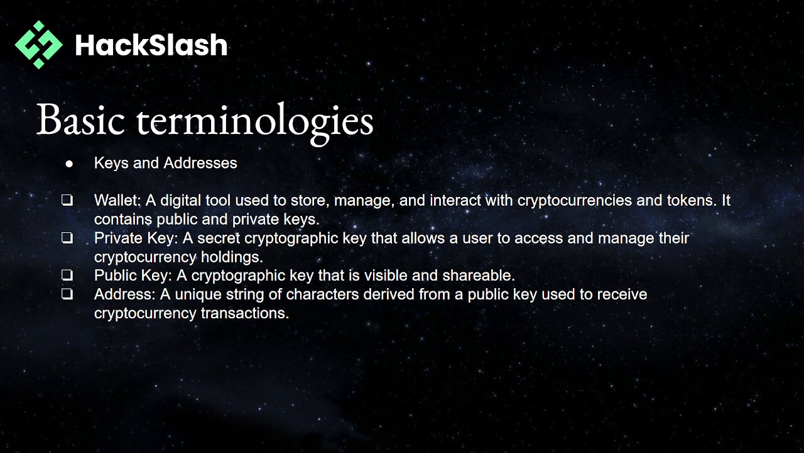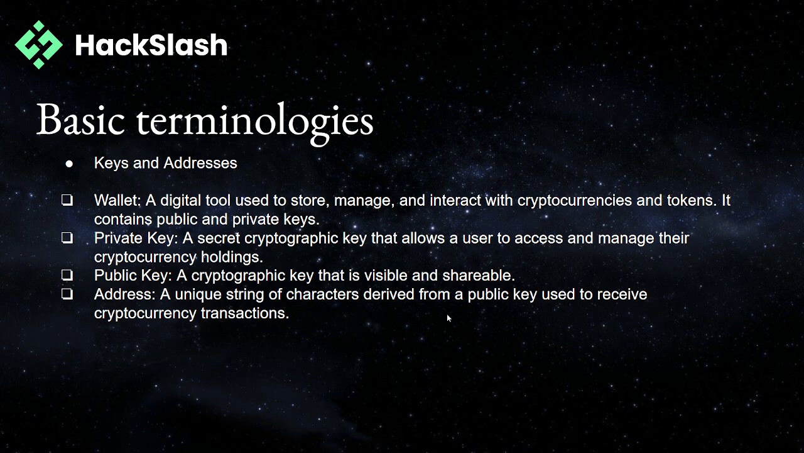A wallet is a digital tool used to manage cryptocurrencies or tokens. It contains two different types of keys, a public key and a private key. A public key is a shareable or visible key, as its name suggests. It is also a cryptographic key, but it is visible. A private key is a secret key that only the owner knows, and it allows the user to access and manage their cryptocurrency holdings. The user can manage their wallet by entering the private key. The public key is visible to everyone, but the private key is visible only to its owner.